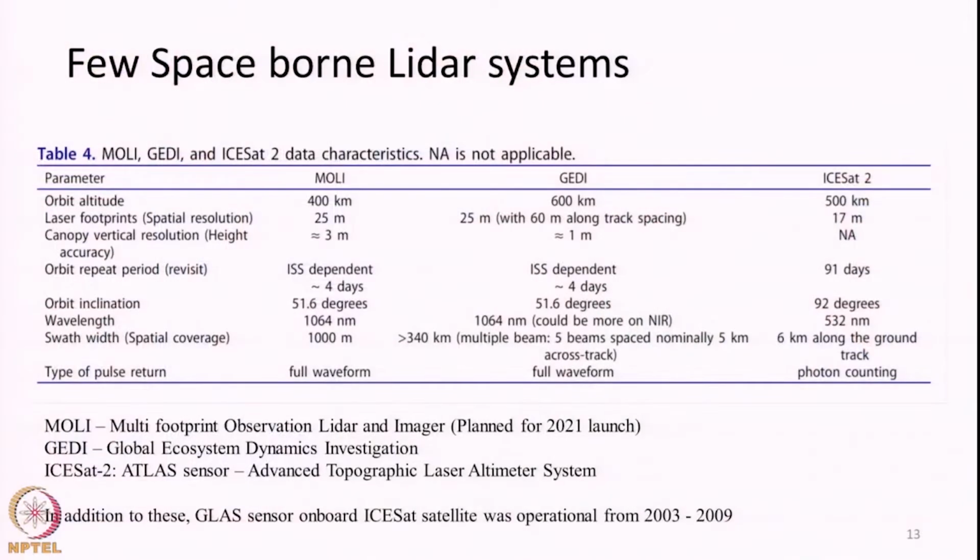If you look here, some of the basic characteristics are given. The ICESat-2 satellite has an orbital altitude of around 500 kilometers, with a laser footprint size of 17 meters, and an orbit return period of 91 days. The orbital inclination is 92 degrees, so it is in a near polar orbit again.